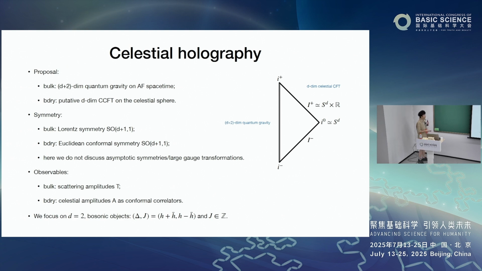And in my work, we focus on D equal to 2, which means the bulk side is a 4D QFT, which is a flat space QFT. And the boundary side is a 2D conformal field theory. And we use the delta to label the conformal dimensions and the J to label the conformal spins.